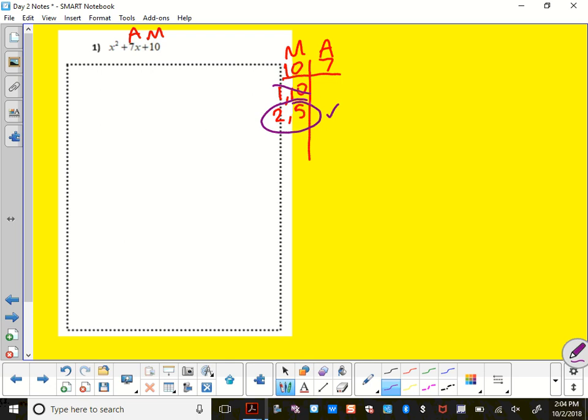So if you have your chart, you can look at it and go to 10. You can see 1 and 10, 2 and 5 here. You can ask yourself, which one can give me 7 if they're added together? 2 and 5. All right, from there, you don't have to rewrite it, but I will do this.